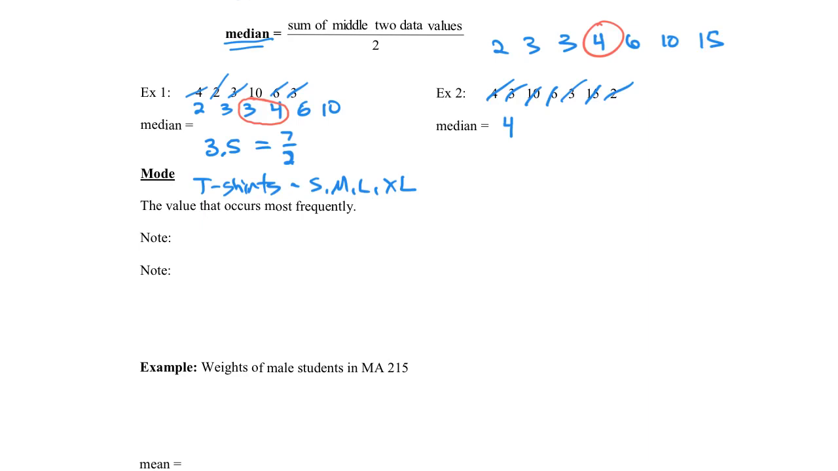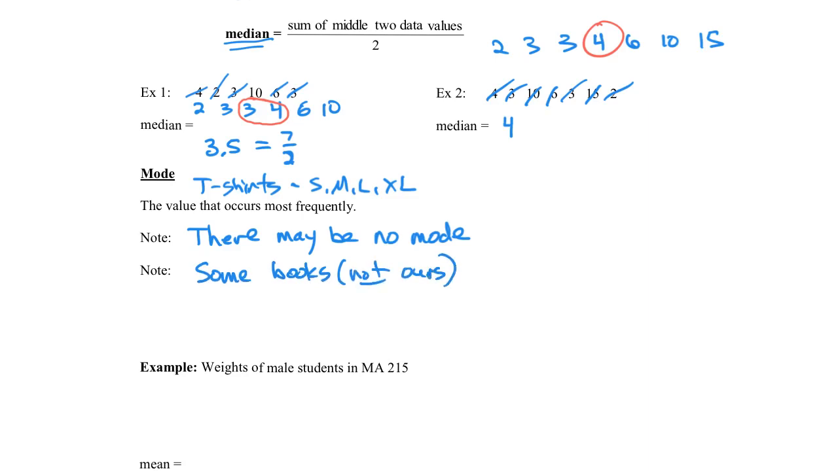And there's a couple of notes, okay? So one note is that there may be no mode. There could be no value that occurs most frequently, right? Maybe there's 7 numbers and they're all different, so there'd be no mode. The other note is this: some books, meaning some textbooks, not ours though, say that there may be more than one mode.